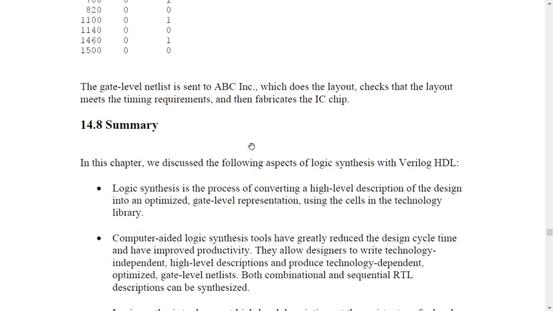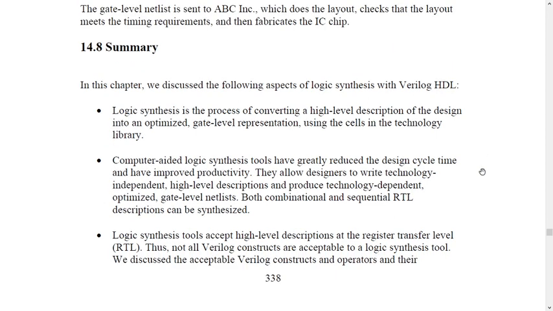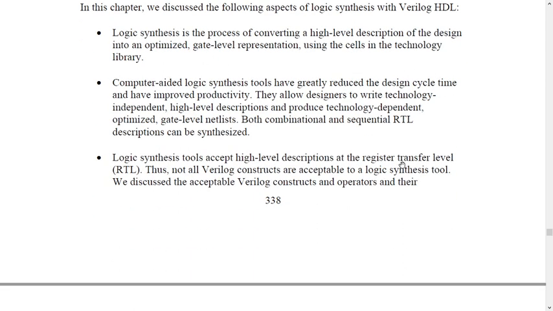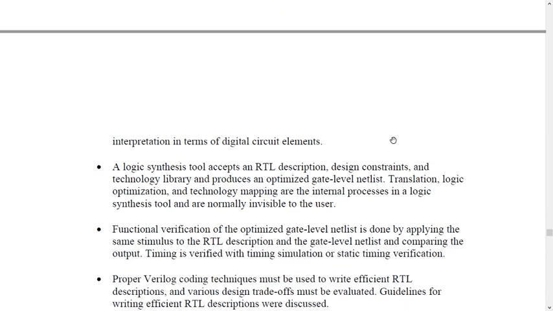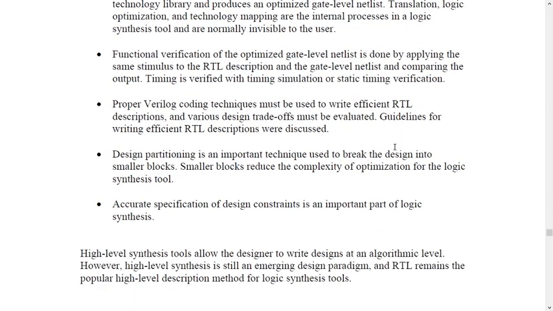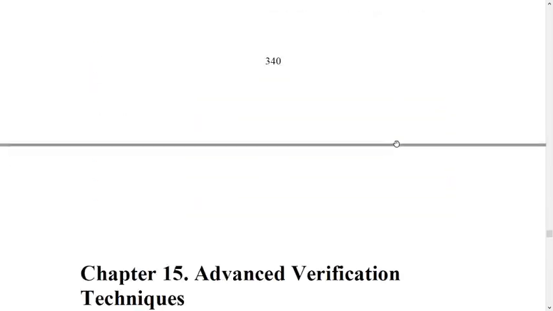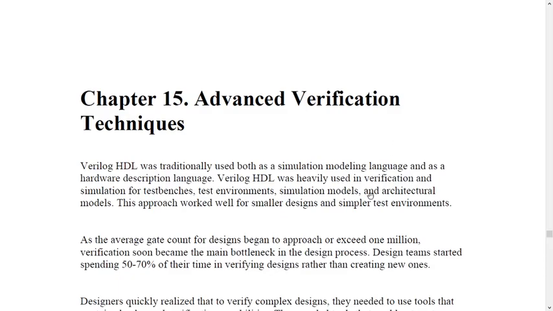So the summary of this chapter: logical synthesis is a process of converting a high level description to an optimized gate level representation. For that, many CAD tools are available. I can use them. Basically, my intention is to have an optimum solution. So that is with respect to the summary of this chapter. Then we can discuss the advanced verification techniques.